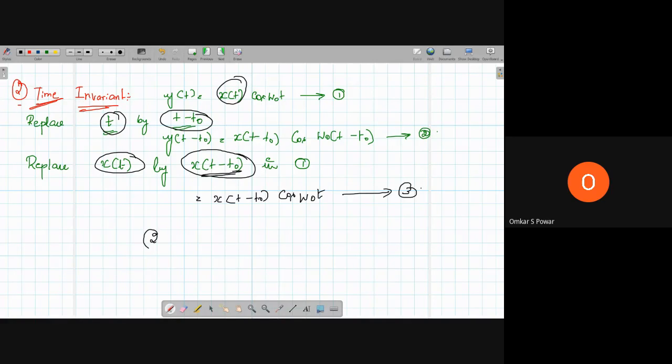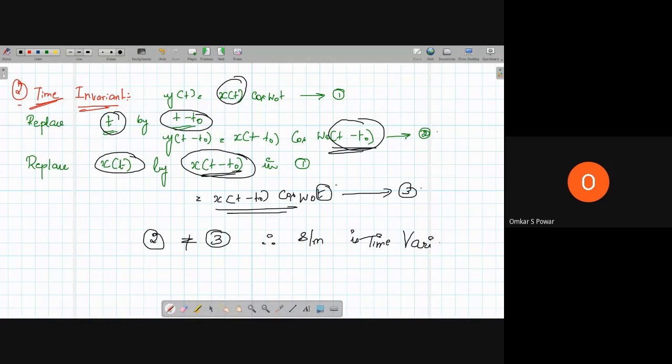But in our case, whether 2, x of t minus t naught into cos omega naught of t minus t naught, is equal to this one, 3? No, right? Because here t minus t naught is there, here only t is there. So 2 is not equal to 3. Therefore, the system is time variant.